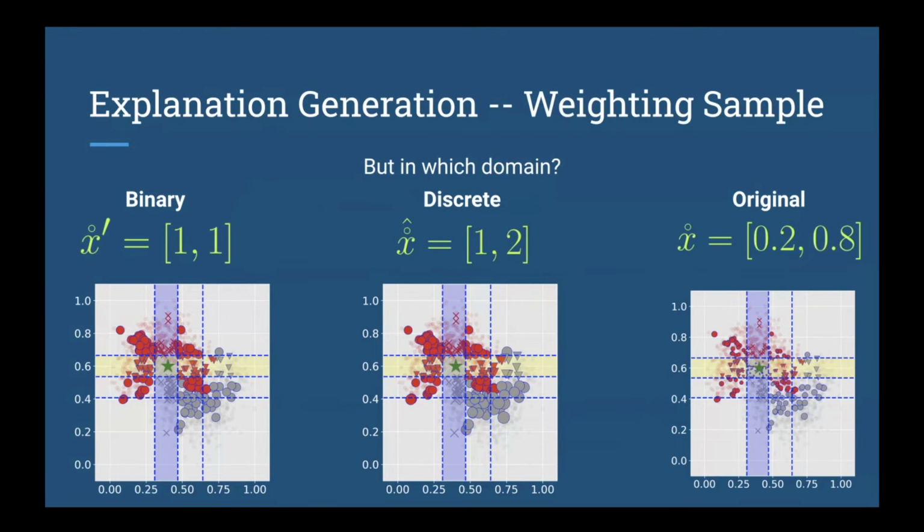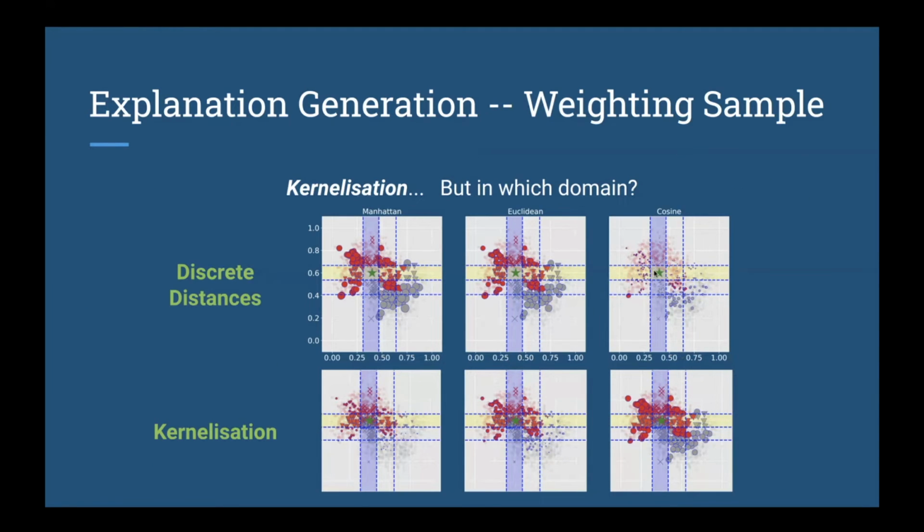Finally, for the explanation generation, again, you can do distancing and weighting. And the question is, which domain do you calculate these metrics in? You can see that based on different domain in which you do that, you get sort of different results. And if you combine that with the similarity metric, so kernelization of your distance metric, this becomes even more complicated. And how do you decide? Well, this is, again, problem dependent.